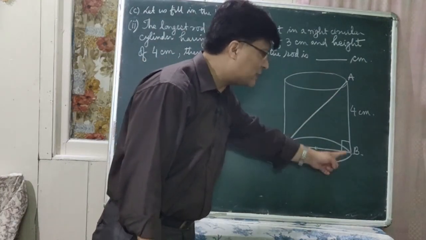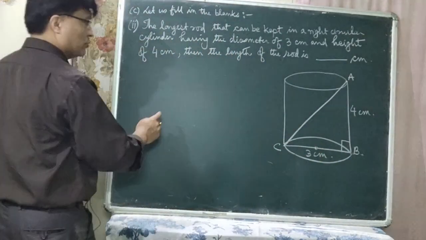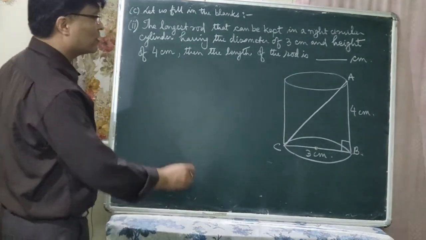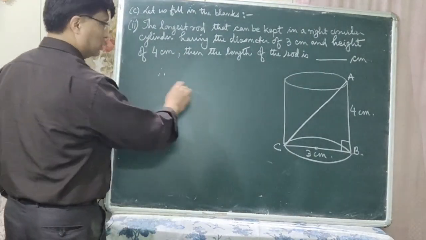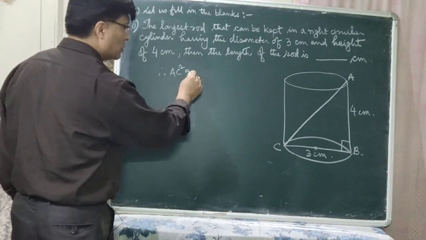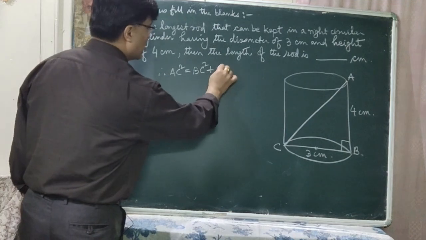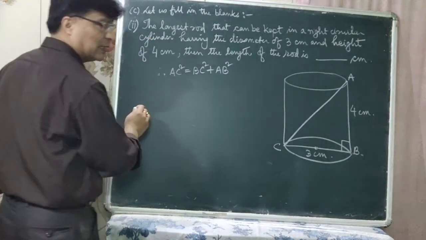You know that this ABC is a right angle triangle, right? So in this case AC is the hypotenuse. So you know Pythagoras theorem. So therefore AC square, that is hypotenuse whole square, is equal to base square BC square plus then AB square is your height whole square, right?